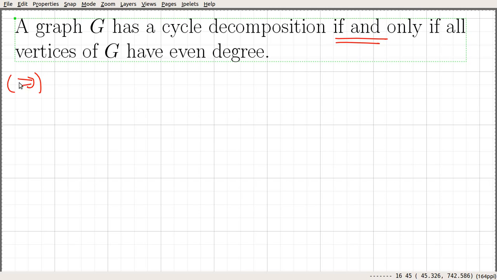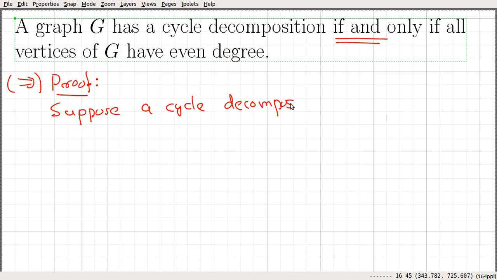Let's prove this direction, that is, if a graph G has a cycle decomposition, then all the vertices of G have even degree. Here we assume that G has a cycle decomposition, and using that assumption we prove all the vertices of G have even degree. So suppose that a cycle decomposition of G exists.